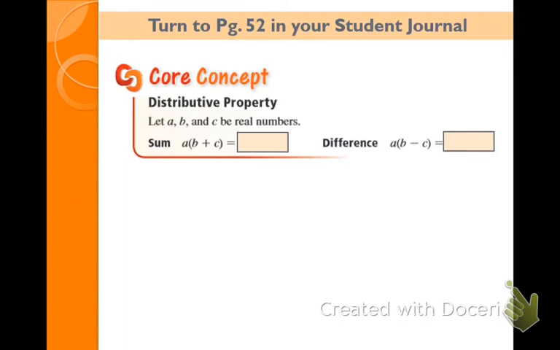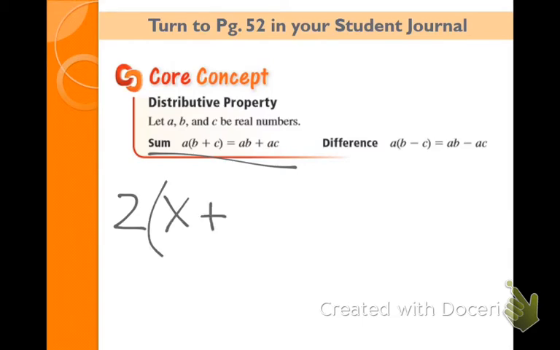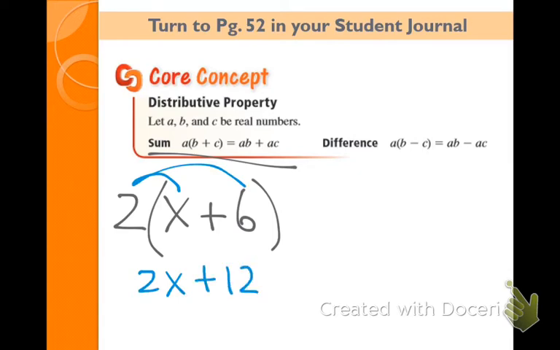And I think yours are even already filled in. We could talk about it. The distributive property, it says sum. It means when two things are being added. So let's say we had 2 times x plus 6. When you distribute, you're multiplying. 2 is multiplying by these parentheses. So you need to multiply by both pieces in the parentheses. So 2 times x is 2x. 2 times 6 is 12.